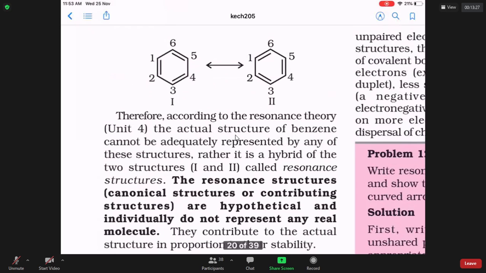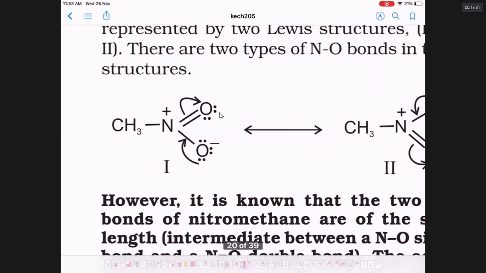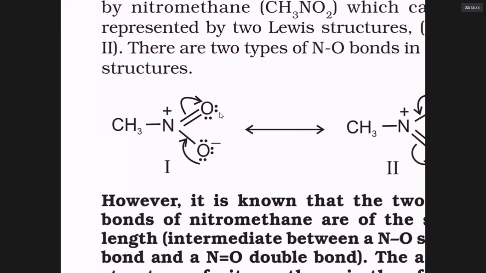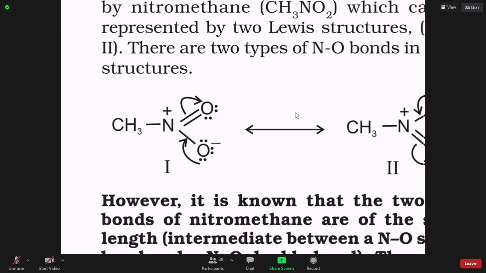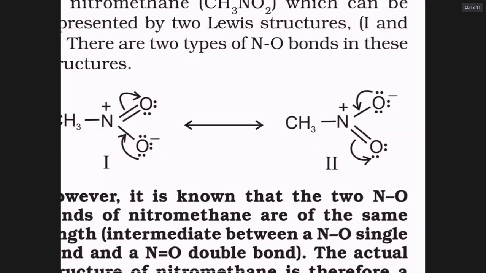Look at nitromethane. In nitromethane, the first oxygen has a double bond and the second oxygen has a negative charge. But the negative charge can become a double bond, and the double bond can become a negative charge. The real structure of nitromethane is neither one nor two. It is in between.